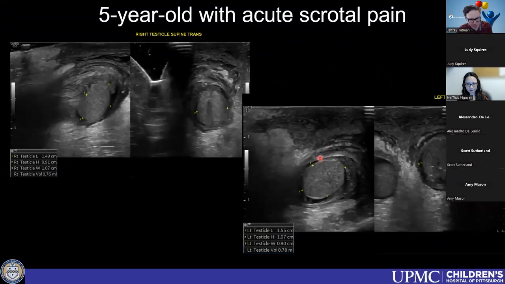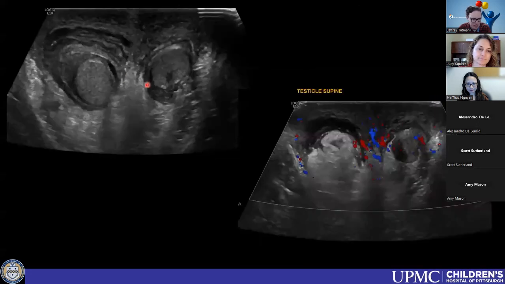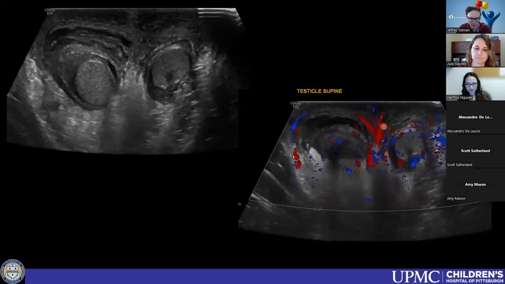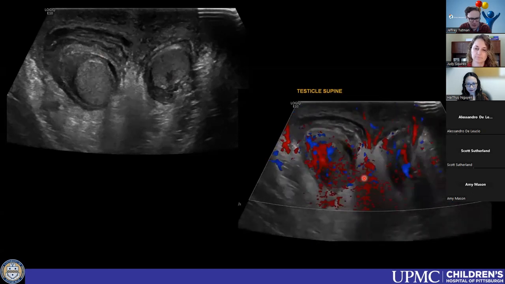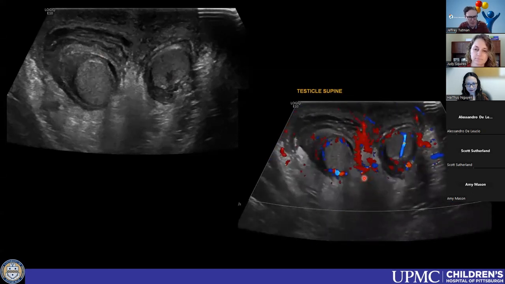All right, so my next couple cases are courtesy of Judy, so I'll discuss these with you too. The first case is a 5-year-old that came in with acute scrotal pain. These first couple images just showed a normal appearance of the testicular parenchyma. If we go to our next image here, we can see that there's very robust thickening and edema within these scrotal soft tissues. As I play through the cine clip here, we can then see there's also very robust hyperemia of those scrotal soft tissues. So this is a case of acute idiopathic scrotal edema.